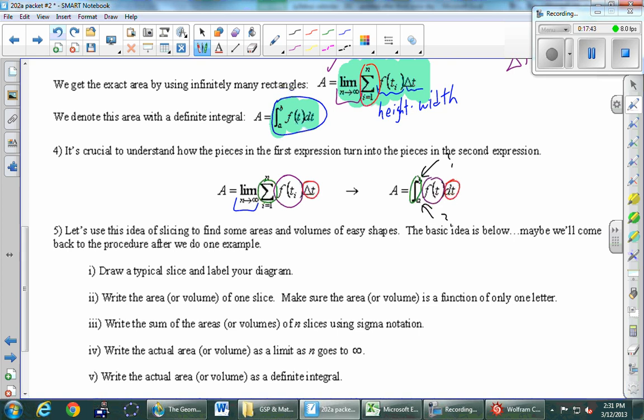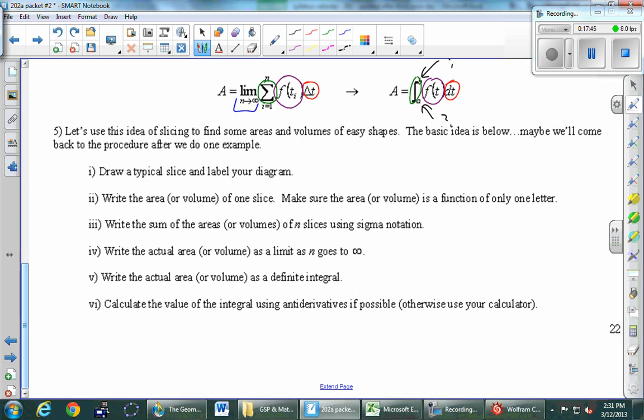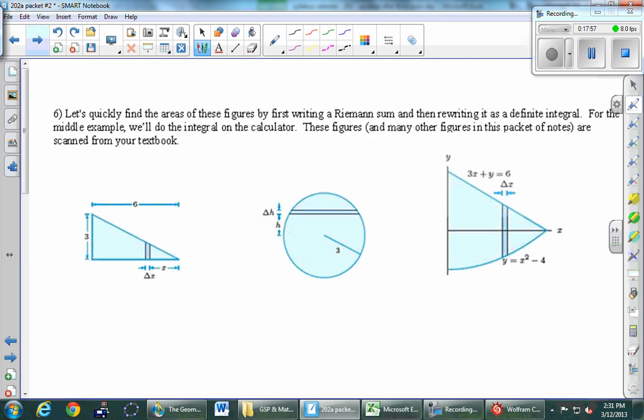Okay, so there's a process here in number 5 that talks about slicing. Again, you can read it later on. We're just going to jump into some examples, but know that there's a process that you can come back to here. After we do a couple of examples, maybe read through this process, and hopefully it'll make some sense.